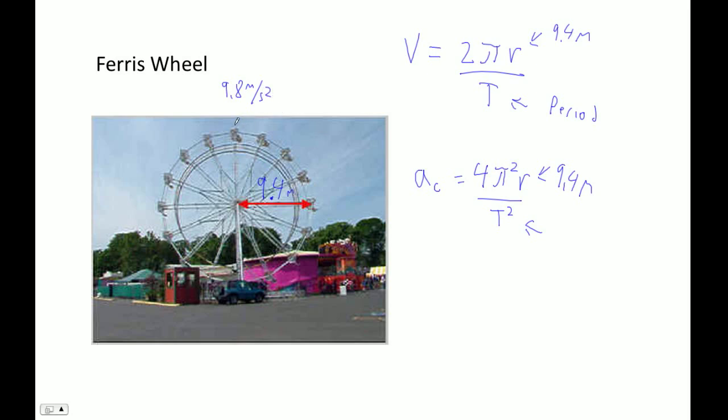At the top, though, you're going to be a little bit lighter by this amount. So you're going to feel 9.8 minus whatever that centripetal acceleration is, and it's not big. It's like half a meter per second squared. And at the bottom, you're actually going to feel a little bit heavier. So it's going to be 9.8 meters per second squared plus that centripetal acceleration.